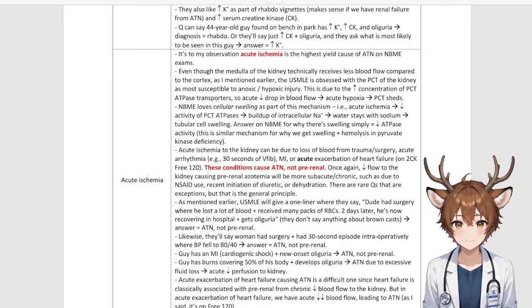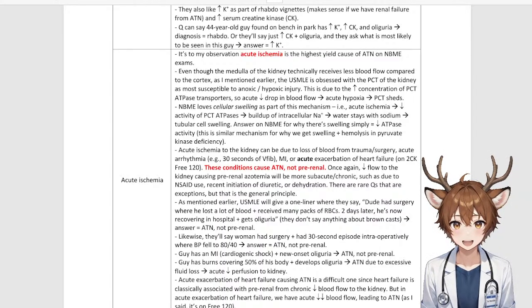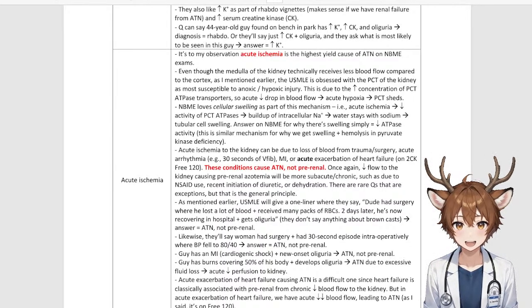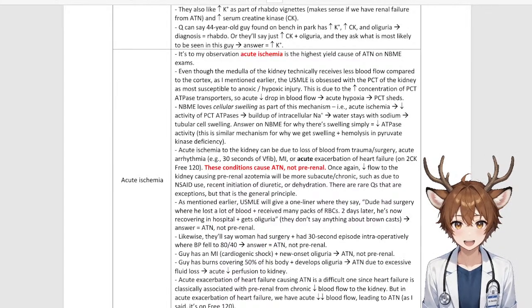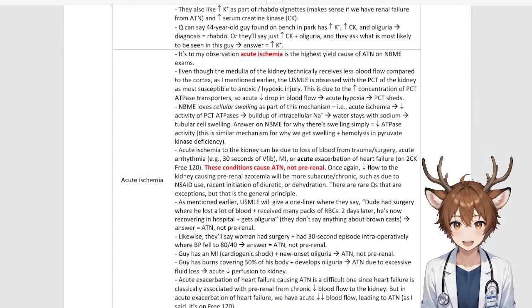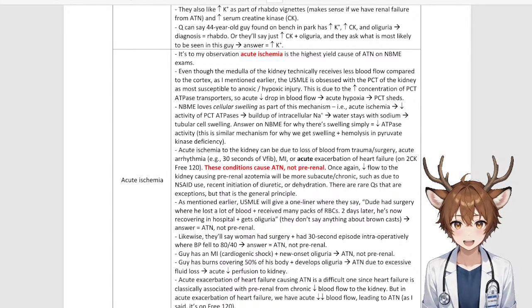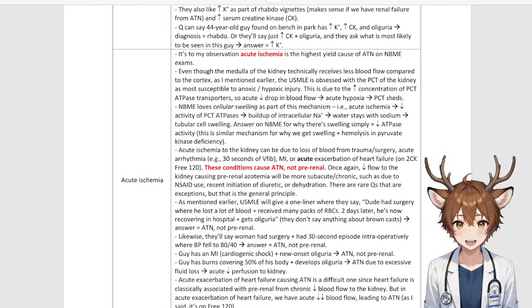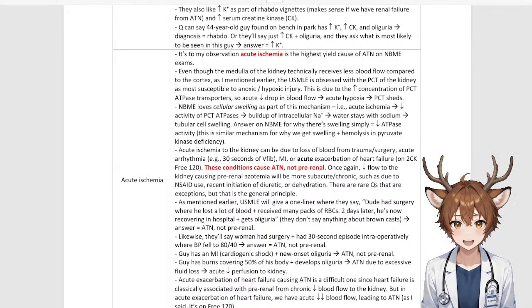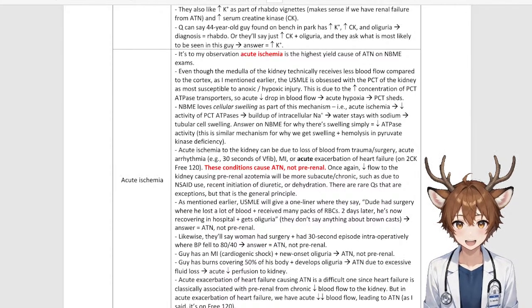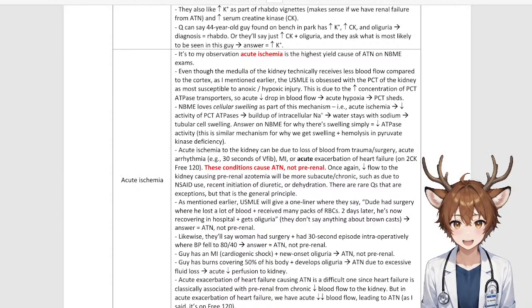Okay. Even though the medulla of the kidney technically receives less blood flow compared to the cortex, as I mentioned earlier, the USMLE is obsessed with the PCT of the kidney as most susceptible to anoxic/hypoxic injury. This is due to the elevated concentration of PCT ATPase transporters, so an acute drop in blood flow causes an acute hypoxia, which causes PCT shedding.